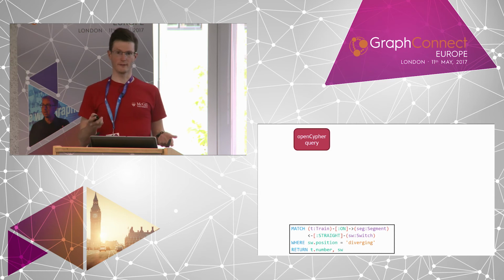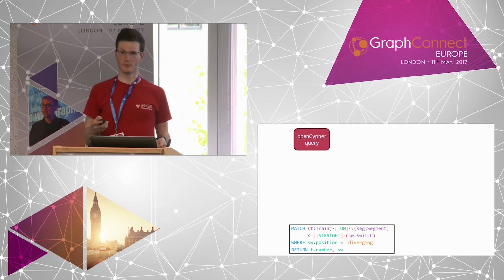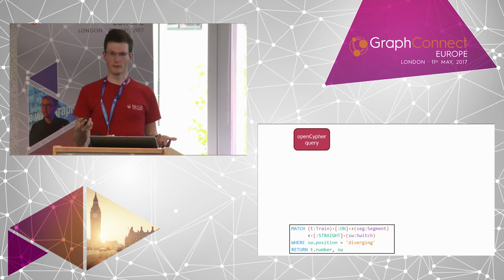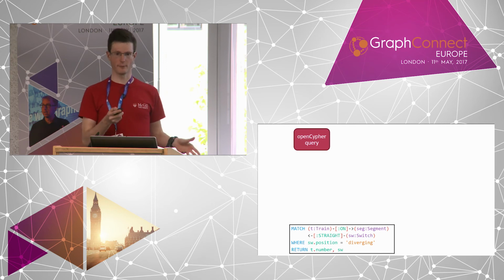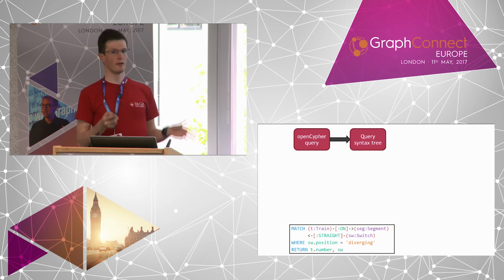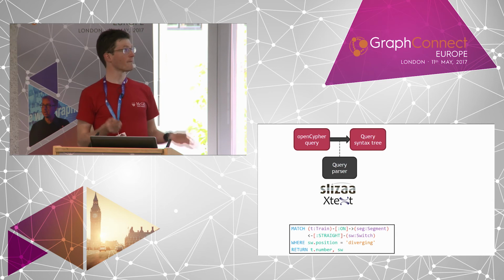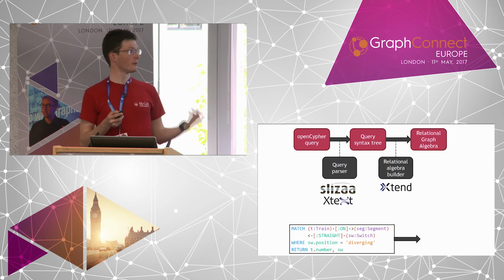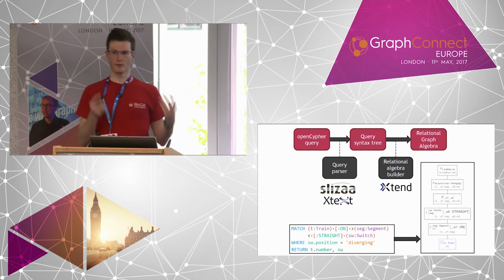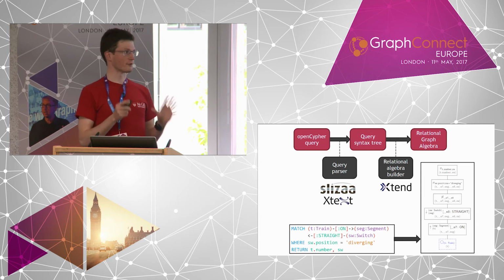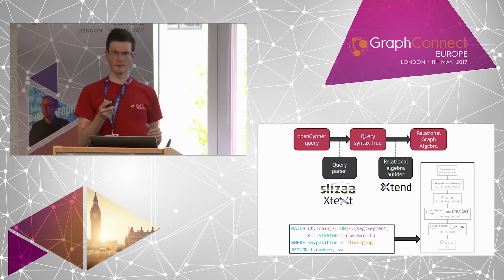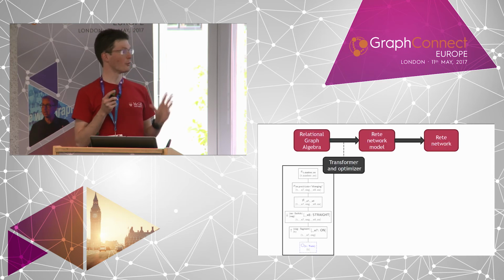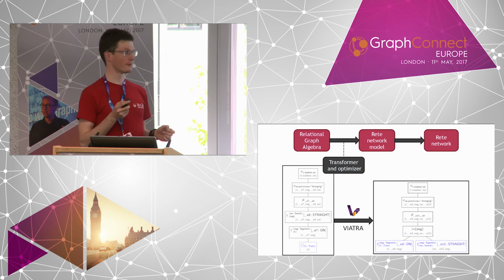So once we had this, we pretty much followed the textbook on building a query engine. So we have our query, we parse it to a syntax tree using an xtext-based grammar. We build a relational graph algebraic expression using our compiler. And once we have this, it still needs some care because we need to transform it to something that's incrementally maintainable. So we use a transformer and optimizer to do this.